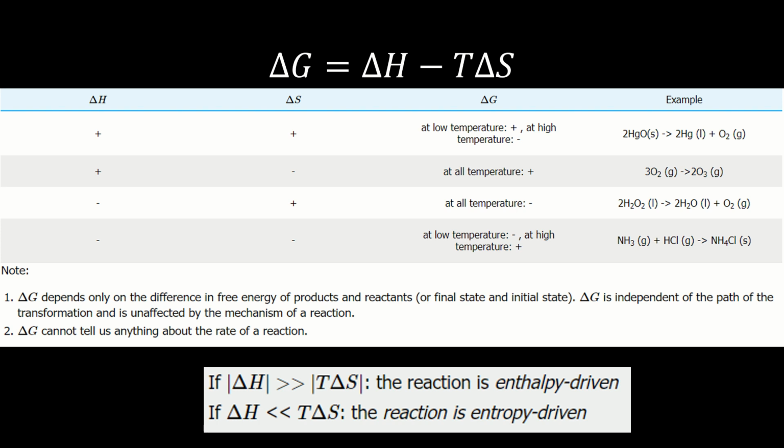That's the technicalities of all this chart here. Now, note 1: delta G depends only on the difference in free energy of products and reactants, or the final state and the initial state. It is independent of the path of transformation and is unaffected by the mechanism of reaction. That just goes into the fact that every thermodynamic parameter can also be called a state function.